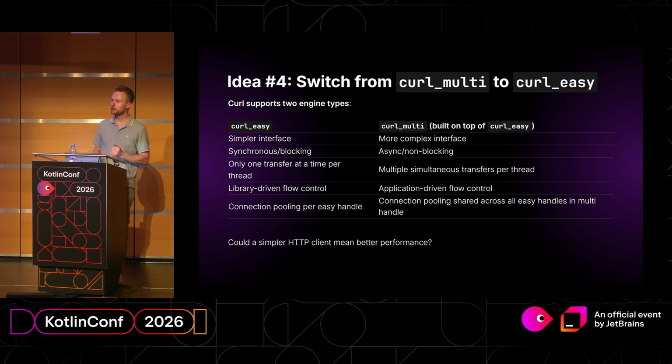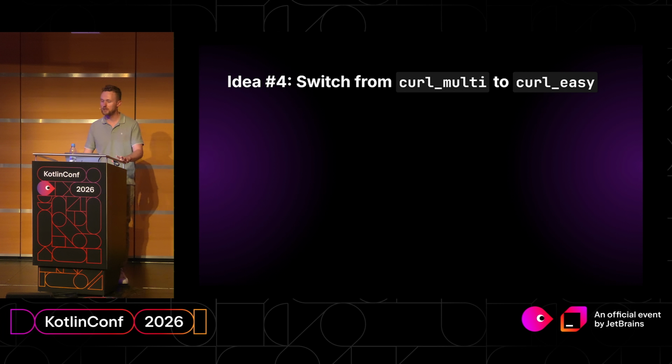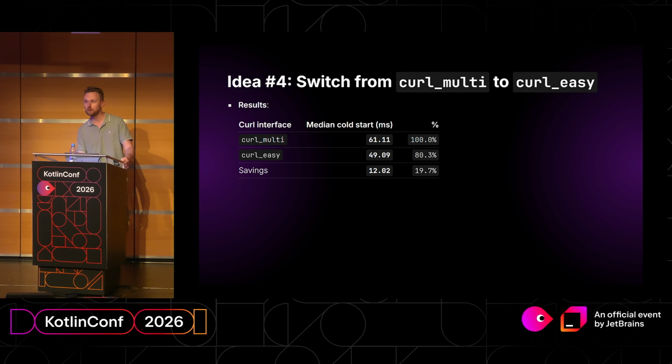So I wondered, could using the simpler HTTP client give us better performance? So I loaded up my benchmark script. I ran it again using my previous 61 milliseconds as a baseline. And I found that using curl easy actually does reduce the cold start time by a significant amount, about 20%.